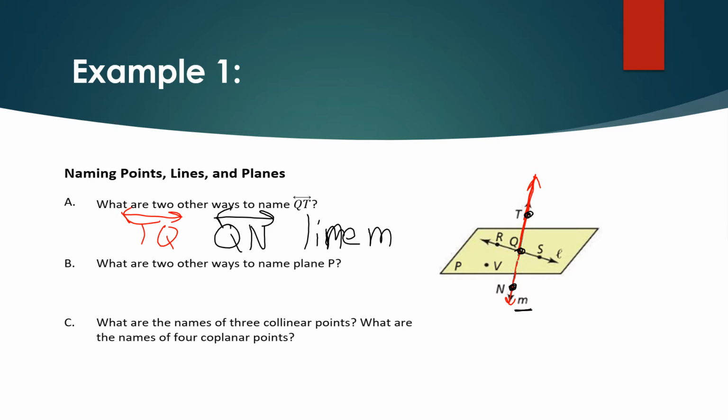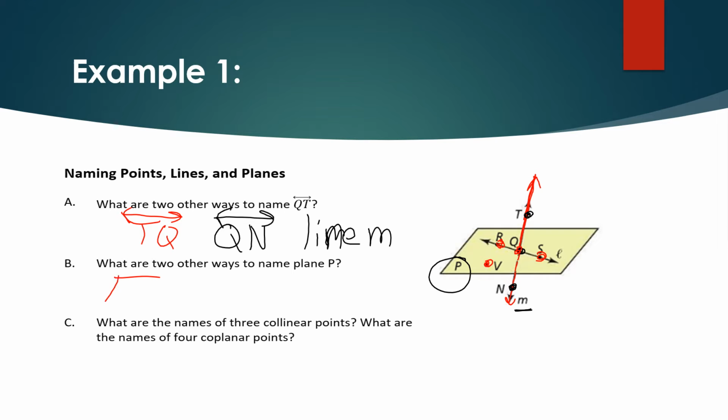For part B, they're asking what are 2 other ways to name plane P. So remember, in this plane, P is not a point. It is actually the name of the plane. And to name a plane, we either have to use the corner letter, which they already have there, or list 3 non-collinear points. So again, that's 3 points not all on the same line. So I've got point V, R, Q, and S. So I just had to pick 3 of them, and it can't be R, Q, and S because they all lie on the same line. So as long as I throw point V in there, we're okay.